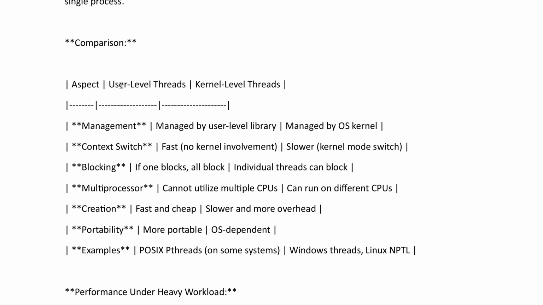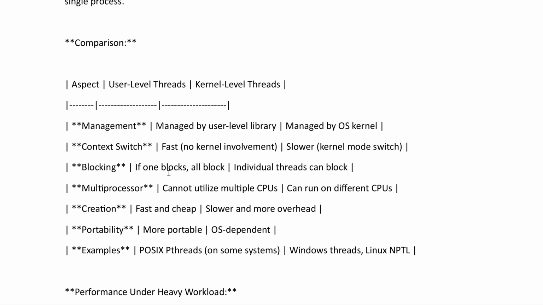First of all, we can differentiate between user level and kernel level threads from the aspect of management. User level threads are managed by a user level library, whereas kernel level threads are managed by the operating system kernel. As far as context switch is concerned, context switching occurs in user level threads at a faster pace because there is no involvement of the kernel, whereas context switching happens very slowly in kernel level threads because of kernel mode switch.